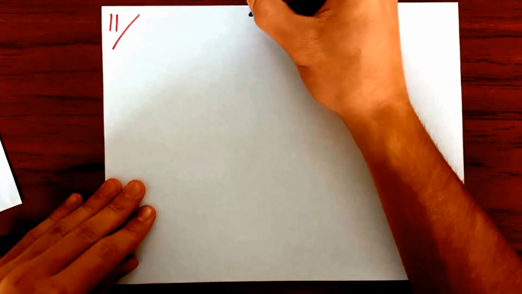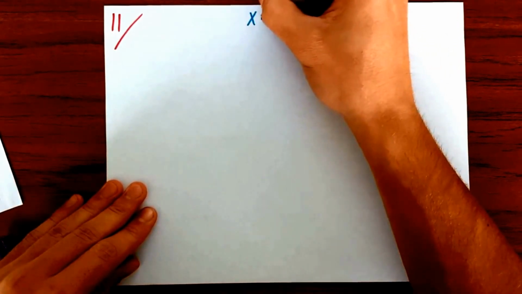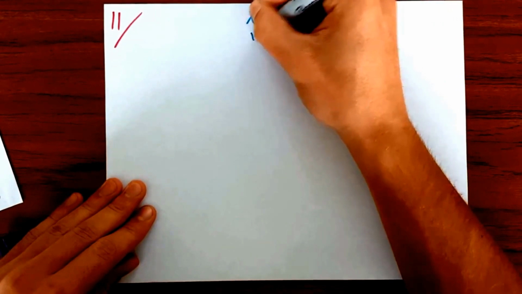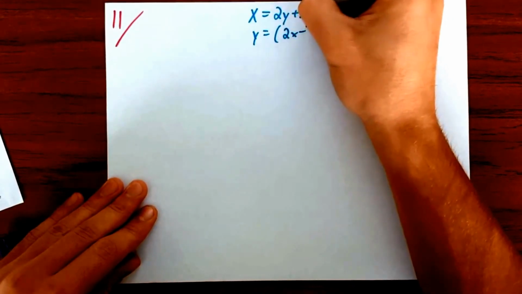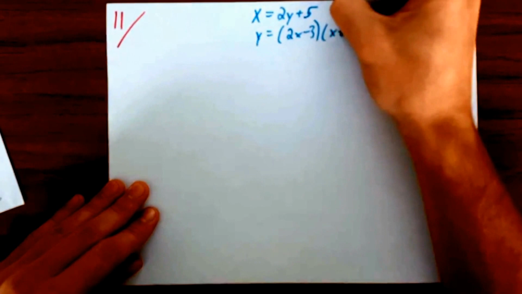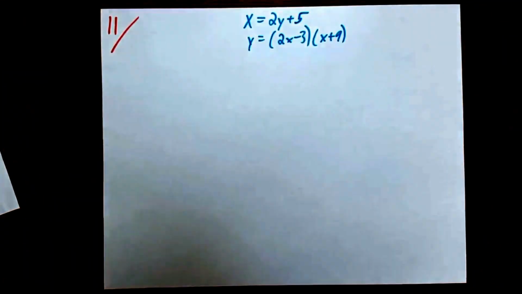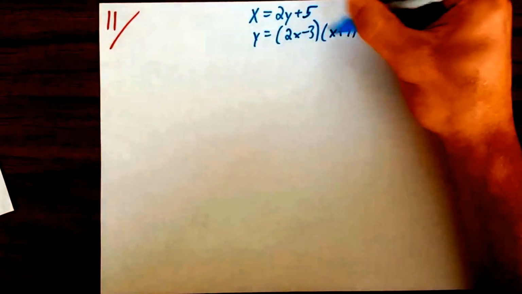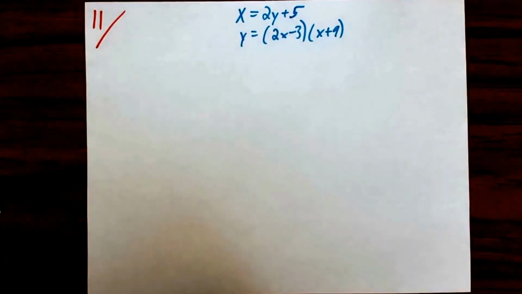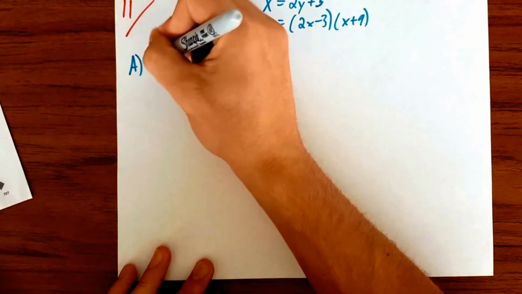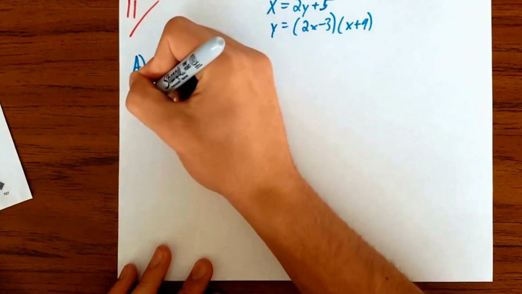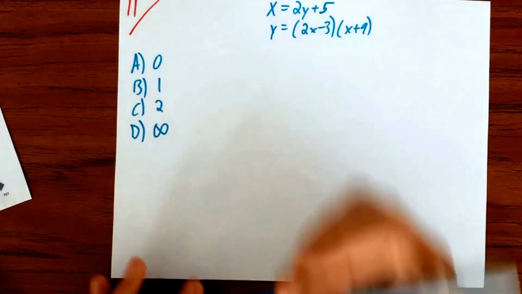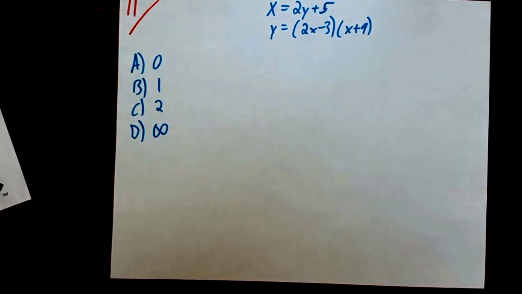And the question poses x equals 2y plus 5 and y equals (2x minus 3)(x plus 9). And it asks how many ordered pairs, x, y, satisfy the system of equations shown above, which are these two equations. And you have A, which is 0, B, which is 1, C, which is 2, and D, which is infinitely many. All right.